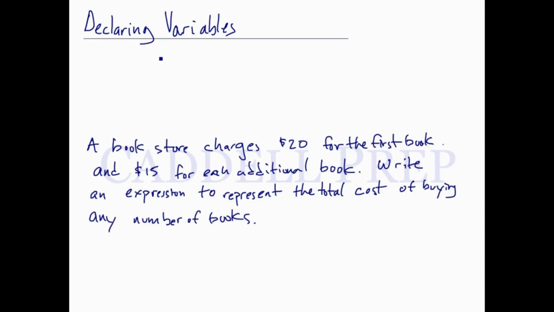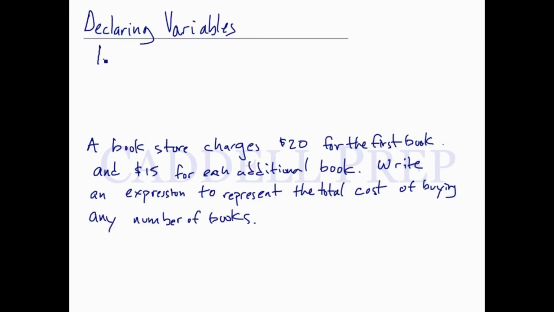Alright, so let's go over declaring variables. What's important about this is sometimes when we try to solve word problems, we may just start writing down equations based on information given and trying to solve it. But if we lose track of what the variables stand for, it's still possible to get the answer incorrect.